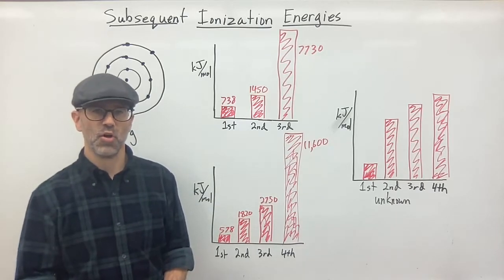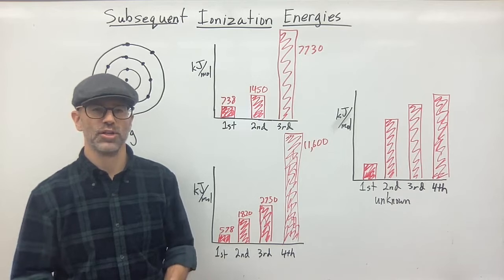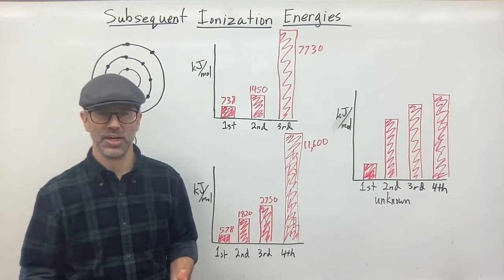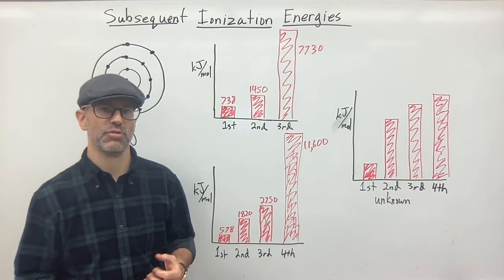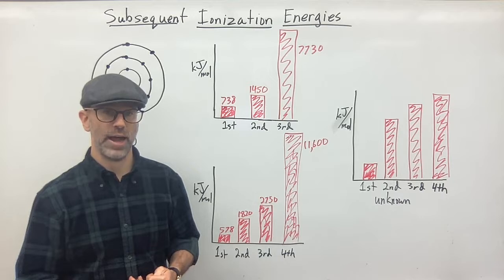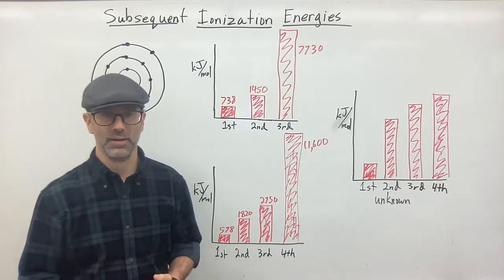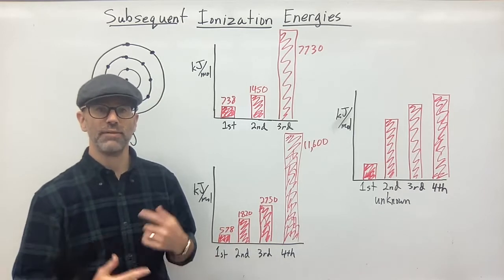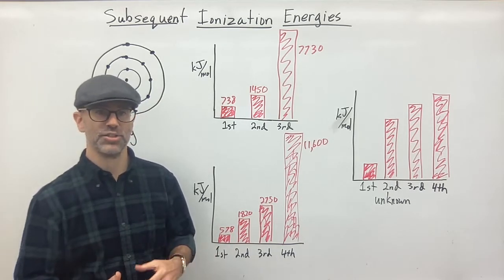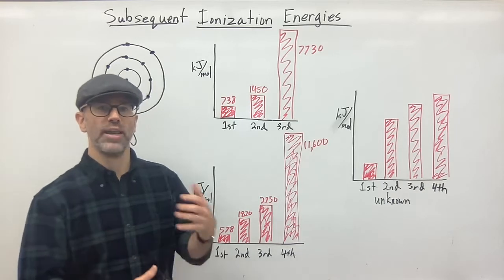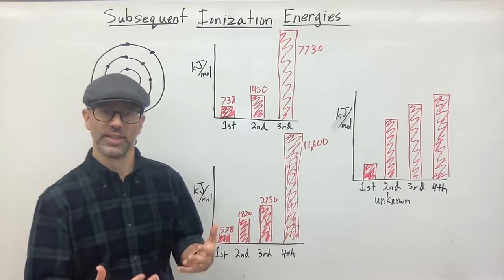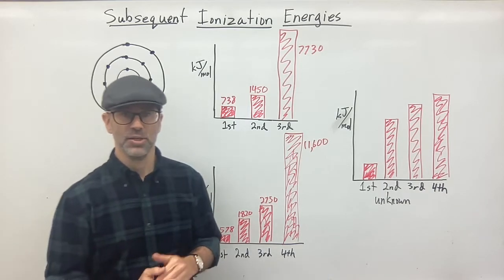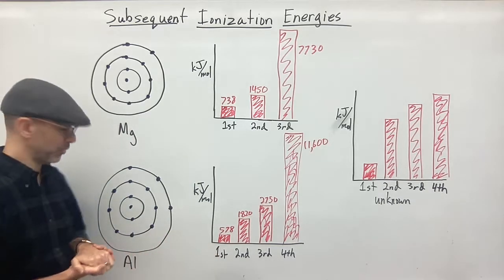My name is Mr. Cobalt, and in this video I'm going to go over subsequent ionization energies. In a previous video I talked about ionization energy as being the energy needed to remove an electron from a neutral atom. But what if we remove more than one electron from an atom? We can always remove more than one. So we can always have what are called subsequent ionization energies, where we remove one electron after another, and we look at the energy it takes to remove those subsequent electrons. So let's go ahead and look at a couple of examples.